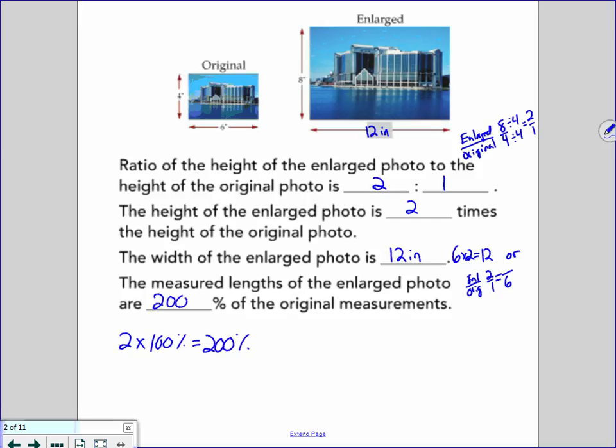Okay? Or you can always fall back on the ratio and proportion. Again, our ratio is 2 to 1. If we're talking about percentages, we're always talking out of 100. So you could go ahead and solve that proportion, 2 times 100 divided by 1, to get the 200% as well. So that's how that works for an enlargement.